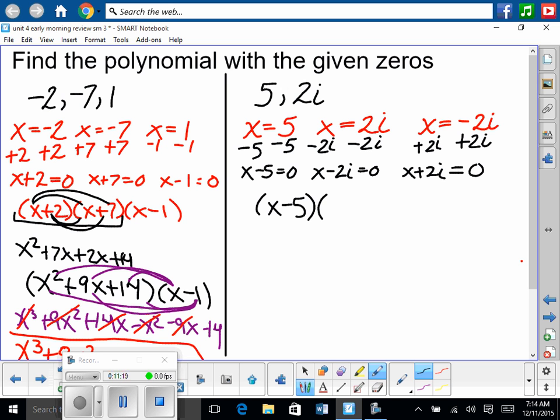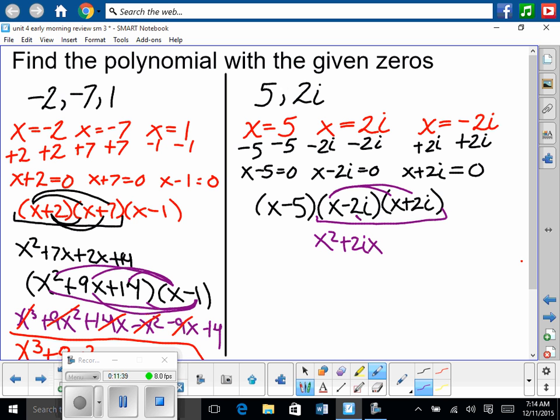Take my suggestion. Always multiply your conjugates together first. So we have the negative 2i, the positive 2i. We've got to multiply those together first, just because it's going to be a lot prettier. So x squared minus 2ix plus 2ix. Careful here. Negative 2i times positive 2i is negative 4i squared. Then from there, combine like terms: x squared minus 4i squared.